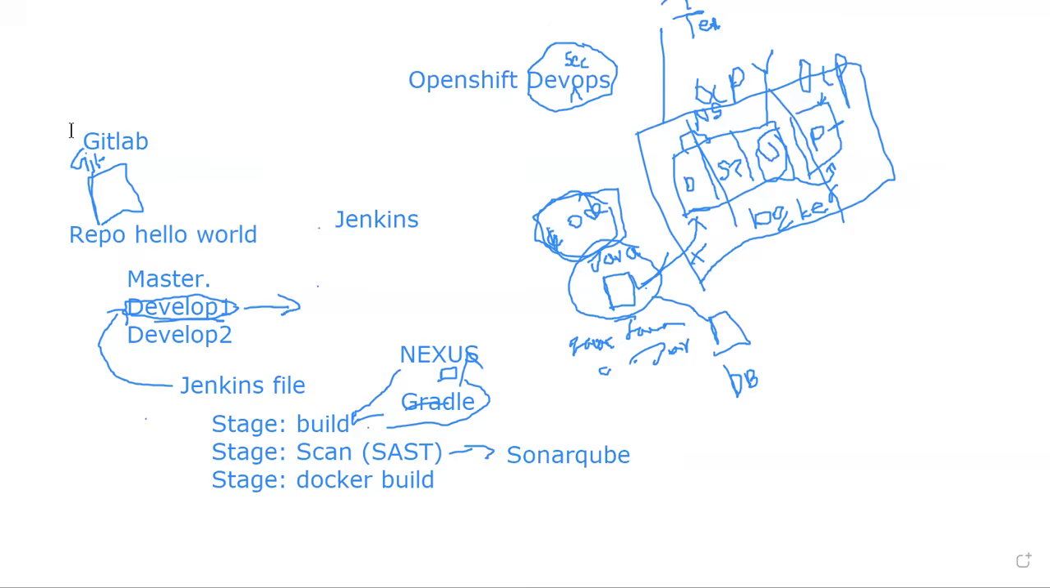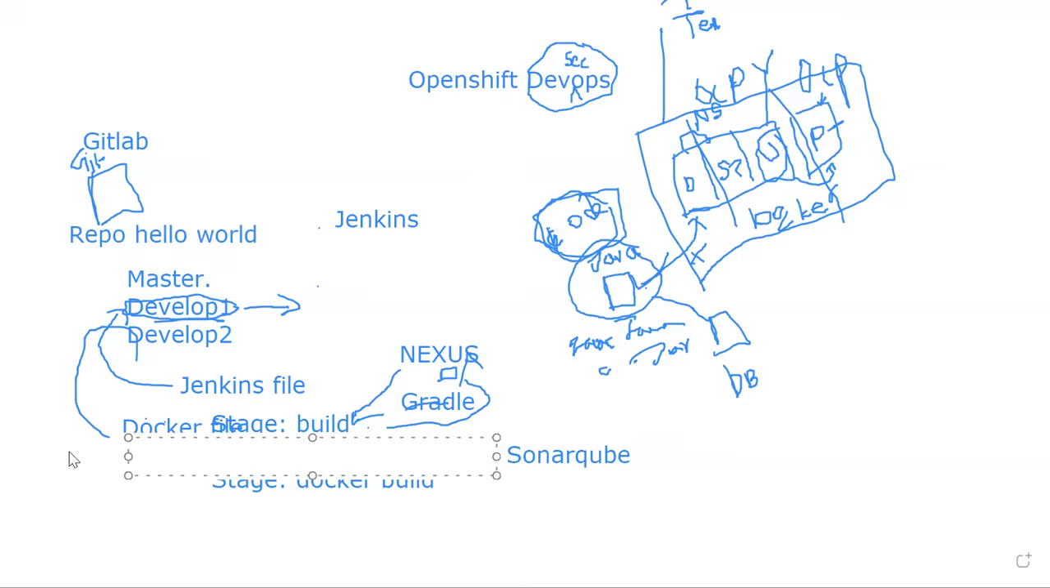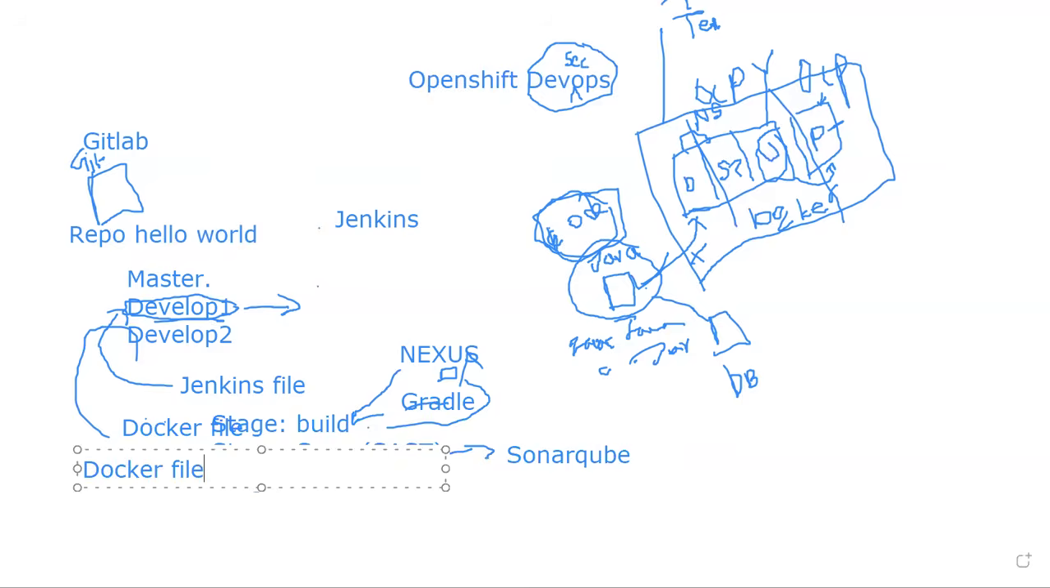Then Docker build. As a DevOps engineer, I will have a Dockerfile in the same repo, or I can use a centralized Dockerfile. In this case, I am using the centralized Dockerfile. Centralized means for all the applications. What will the Dockerfile have? I have now created a jar file. To deploy in OCP or Kubernetes, I need to make this a container.